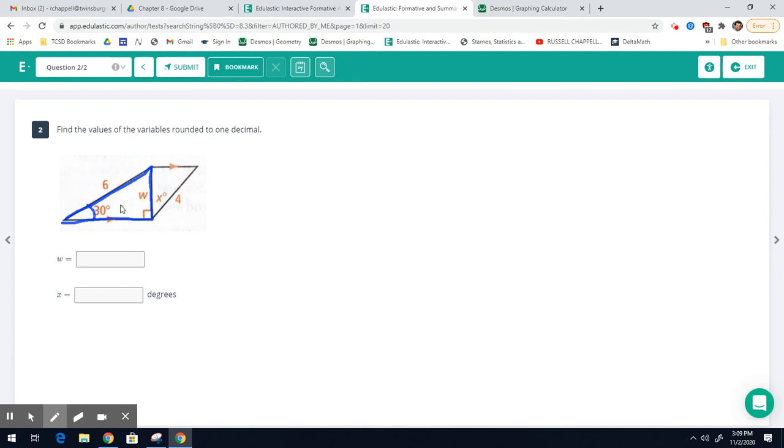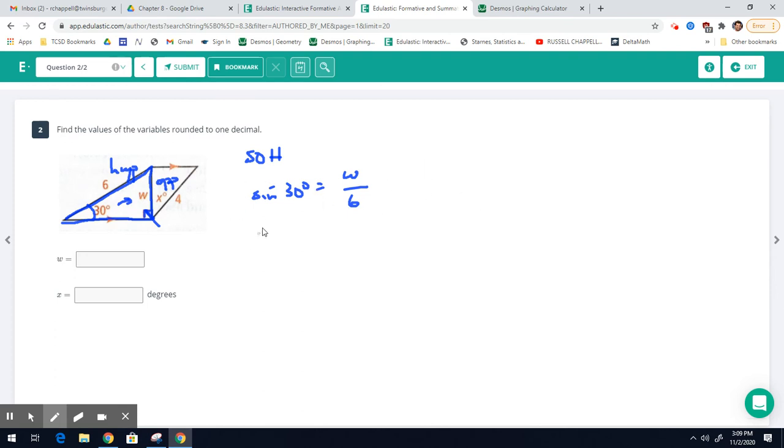So 30 degrees is my angle. So W is the opposite side. And I know the hypotenuse. The hypotenuse is 6. So which trig ratio is this? Well, that's SO for SOHCAHTOA, sine opposite hypotenuse. So the sine of 30 degrees equals your opposite side W over your hypotenuse 6.